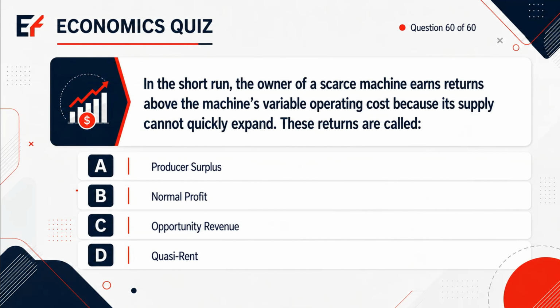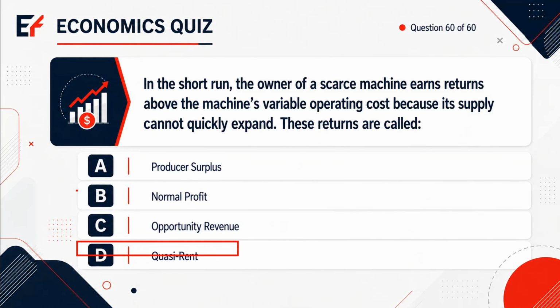Question 60. In the short run, the owner of a scarce machine earns returns above the machine's variable operating cost because its supply cannot quickly expand. These returns are called A, producer surplus, B, normal profit, C, opportunity revenue, D, quasi-rent. The correct answer is D.